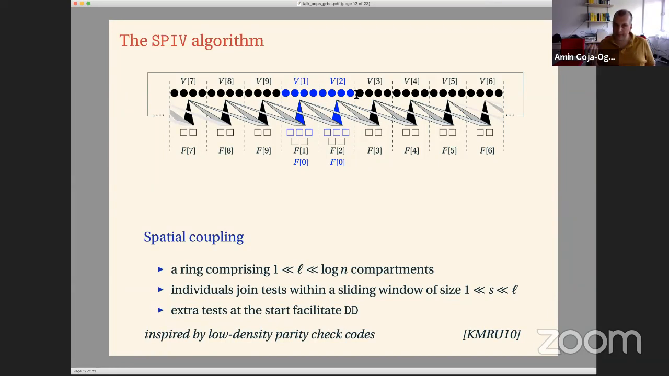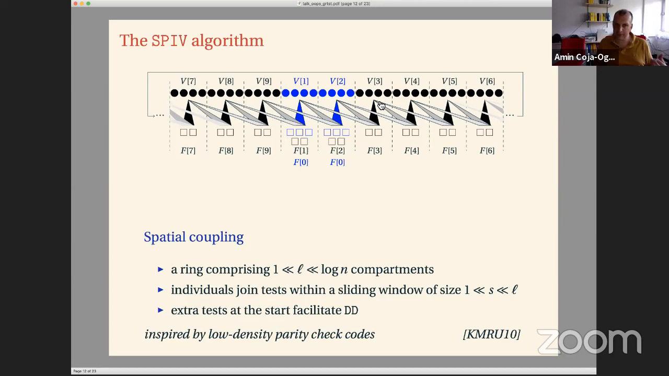And the improvement over the plain random hypergraph is that we get extra information. Namely, for each test down here, we already know the precise infection status of most of the individuals that take part in the test, because we already diagnosed all of the previous compartments correctly. So assuming that we diagnosed the previous compartments correctly, we can extract more information out of these tests than we could have a priori, and therefore enhance our inference powers for the next compartment, and so on until we reach the end of the ring. So that's the strategy behind spatial coupling.